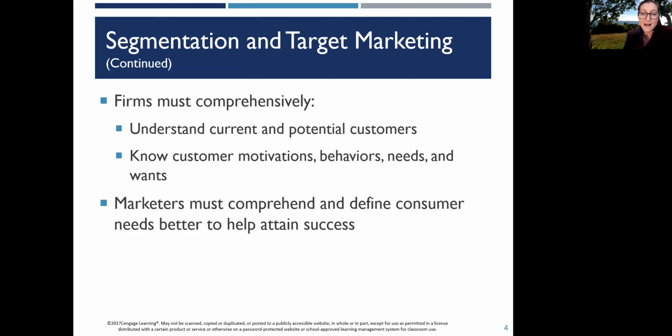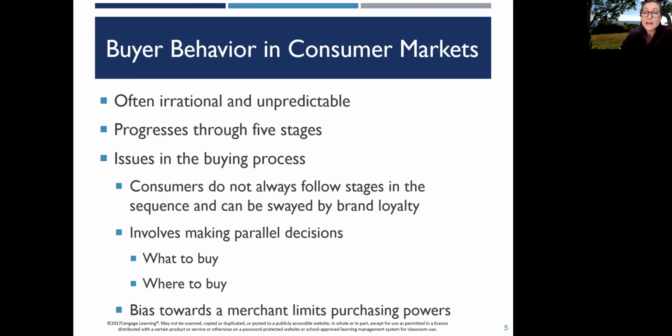So firms must comprehensively, ideally, organizations would understand current and potential customers. So ideally, organizations would know what motivates their customers, how their customers behave, and what their customers' needs and wants are. So astute marketers must comprehend and define consumer needs, because that's how they design and deliver an effective marketing program and achieve success.